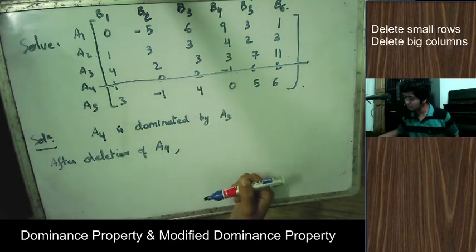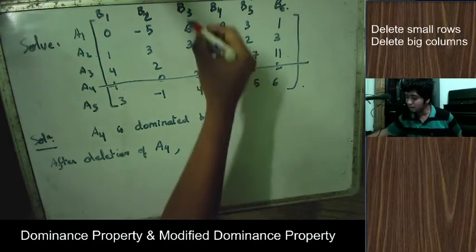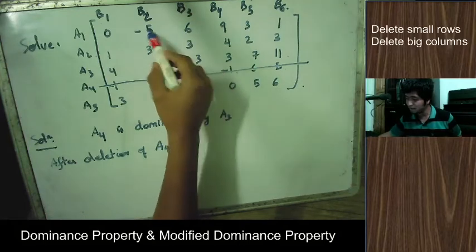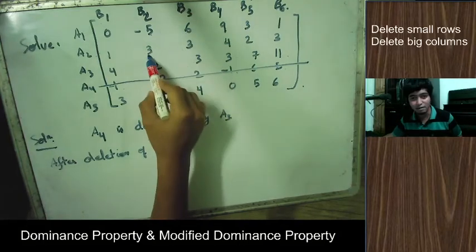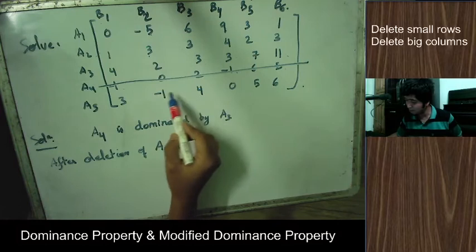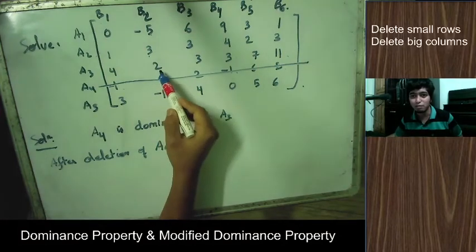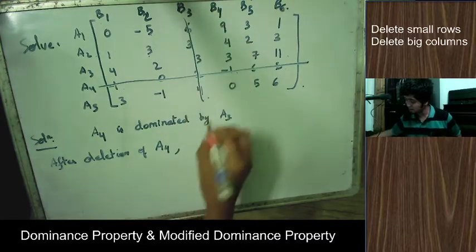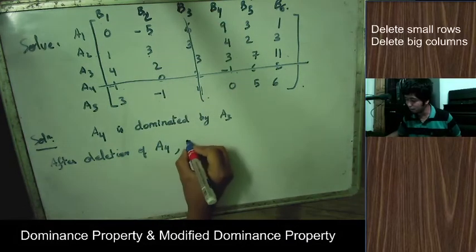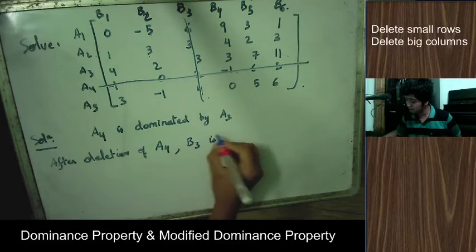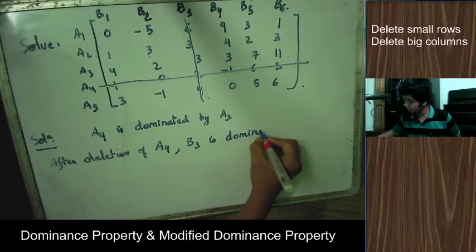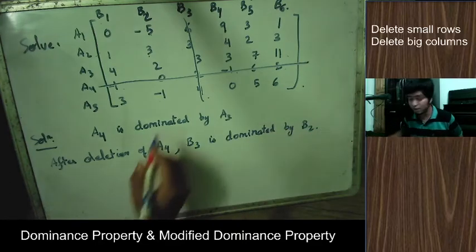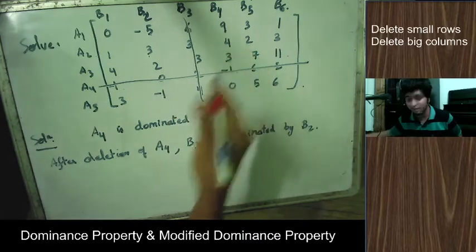Now let us see. This strategy is bigger than strategy B2. 6 is greater or equal to -5, 3 is greater or equal to 3, 4 is greater or equal to -1, 3 is greater or equal to 2. So we have to delete the big columns. This one is a big column, so after deletion of A4, B3 is dominated by B2. B3 is a bigger column, that is why we have deleted it.